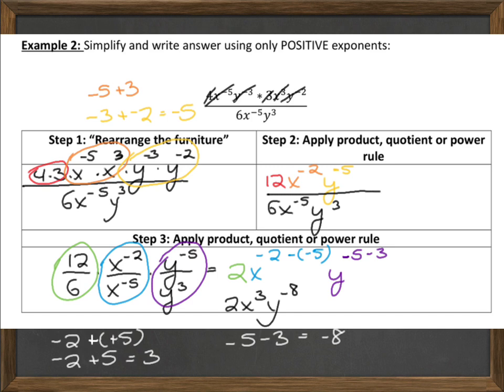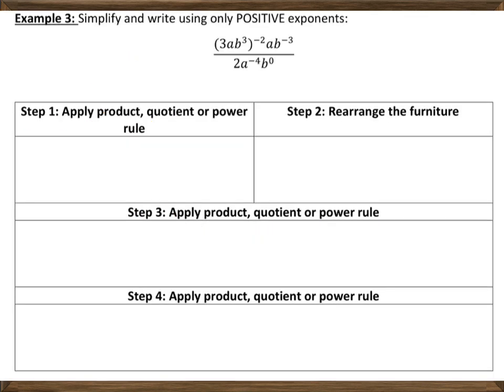It would be awesome if we were done. However, remember your directions. You have to use only positive exponents. So everybody is happy except for that y. He has a negative exponent. So to make him positive, we have to rewrite it as 2x to the 3rd divided by y to the 8th power.